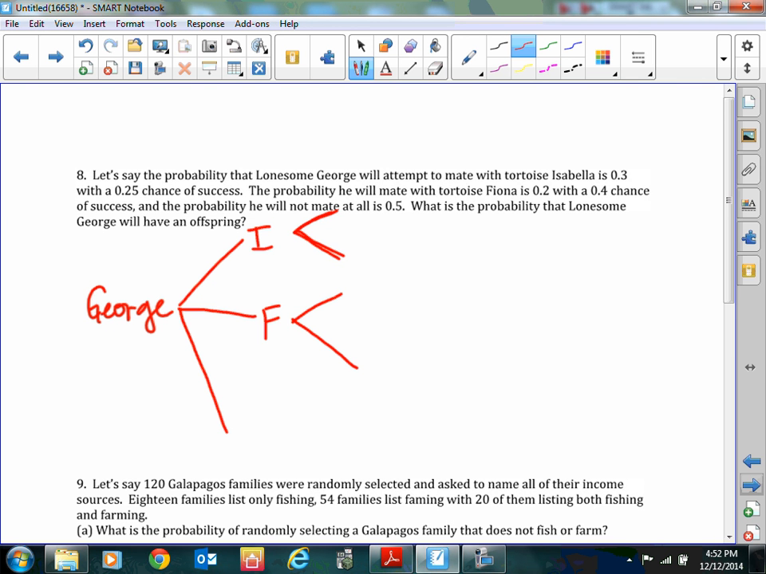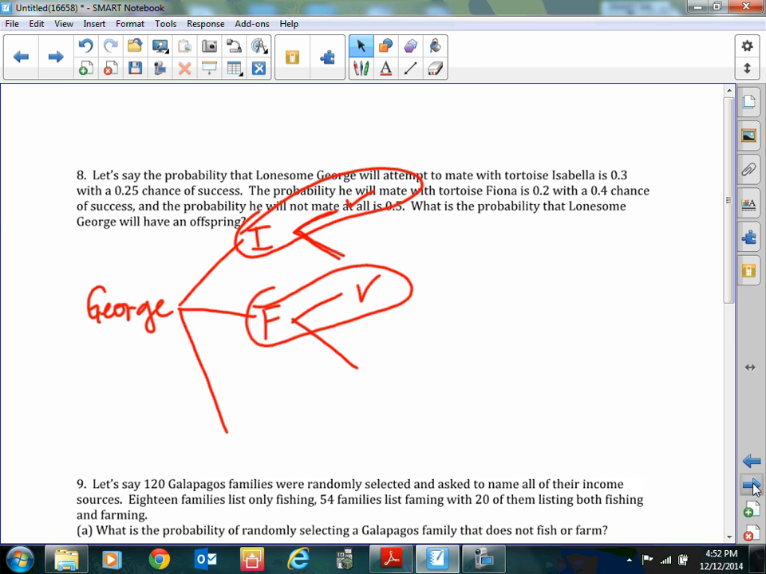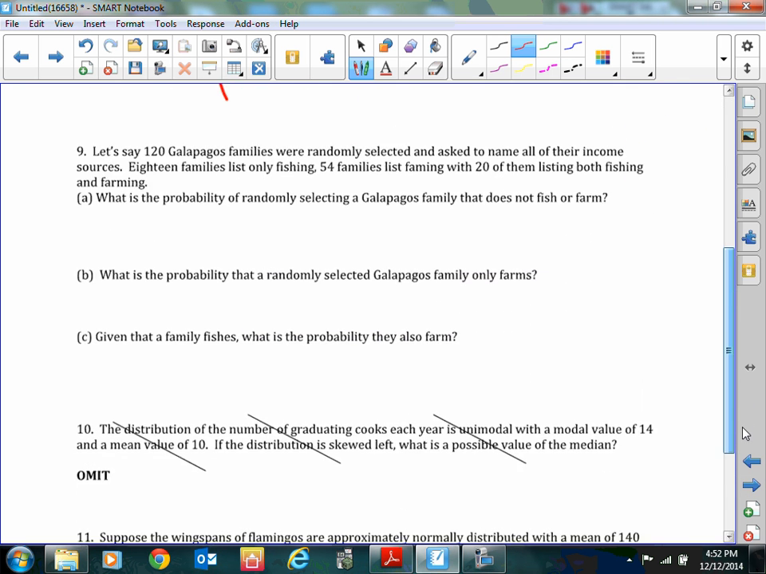And then the final question is, what's the probability that he will have some offspring? So you want Isabella and being successful here, Fiona and being successful here, and you want to add those together. The sum that you come up with is a 15.5% chance of mating or having offspring.